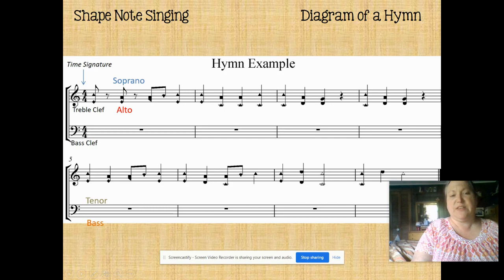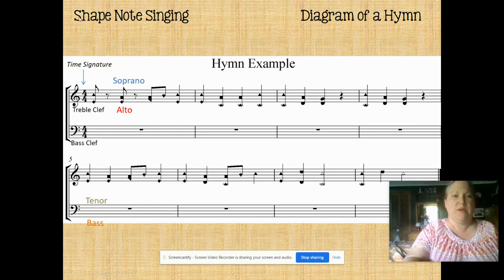Another name for treble clef is the G clef. And another name for the bass clef is the F clef. Okay? So we have soprano, alto, tenor, and bass. The title of the hymn, usually they have the composer of the music, and usually they have the author of the lyrics in a hymn.